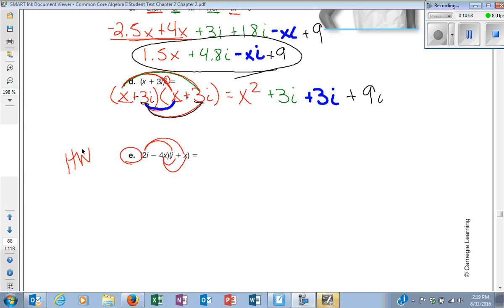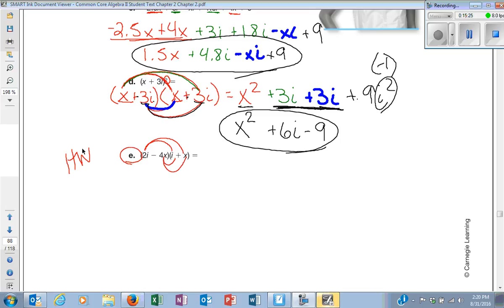I times I is i squared. But you have to be careful on this one, because these guys right here are like terms. And so when I finish this up, it becomes x squared. That's from right here. This plus this, if I have 3 i's and I add 3 more, I get 6 i's. But when I have an i squared, we've told you can replace that with a -1. -1 times a positive 9 is a -9. That would be your complete final answer.